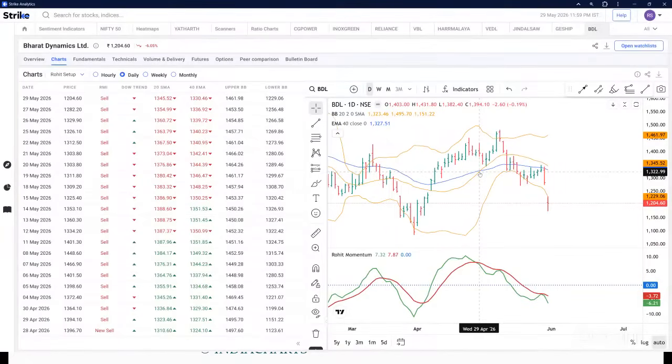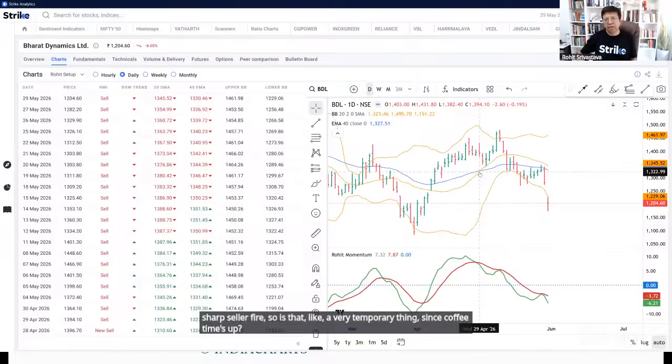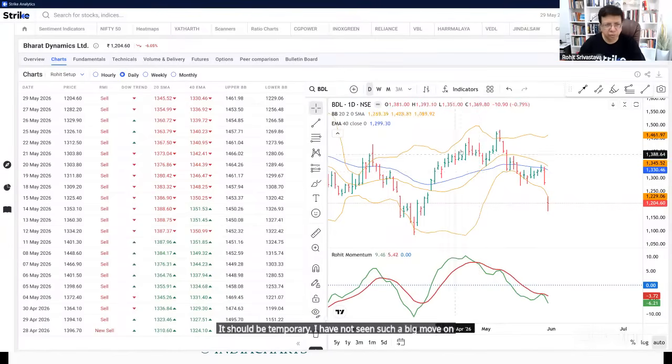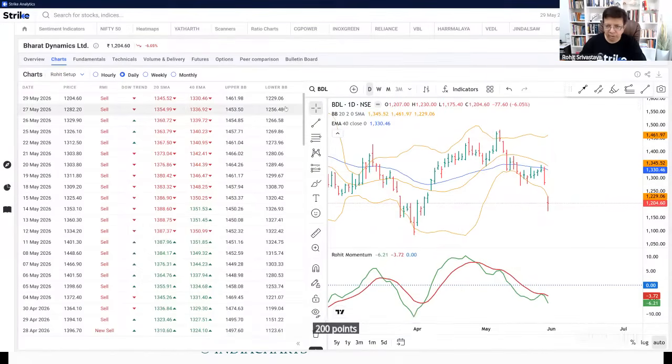And sir, the MSCI rejig thing, this I noticed कि the last 30 minutes में एकदम sharp sell off आया. So is that like a very temporary thing since आप काफी time से. It should be temporary. I have not seen such a big move on MSCI before, but we have seen moves of 100, 150 points, 200 points that got related to MSCI rebalancing. This was probably the biggest one so far in terms of impact. So that's why it's created nervousness. But rebalancings should be just rebalancings only. They should be one day events.